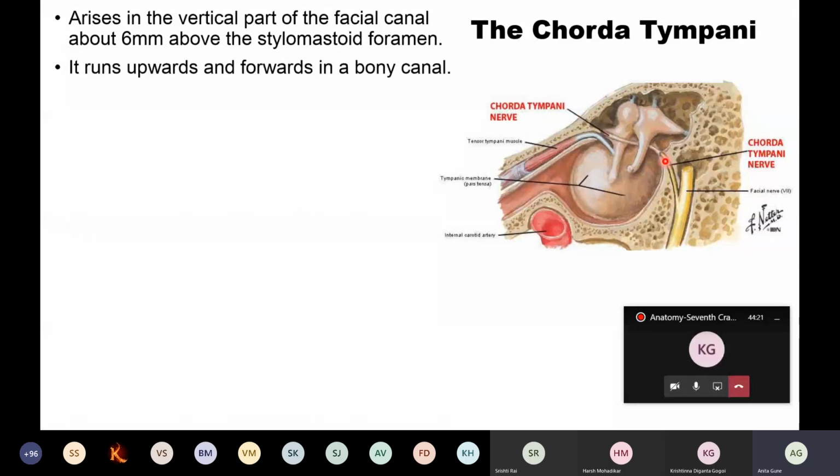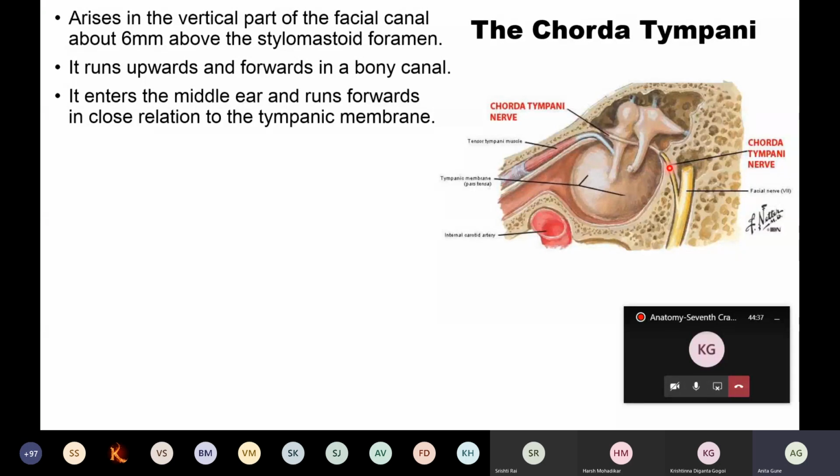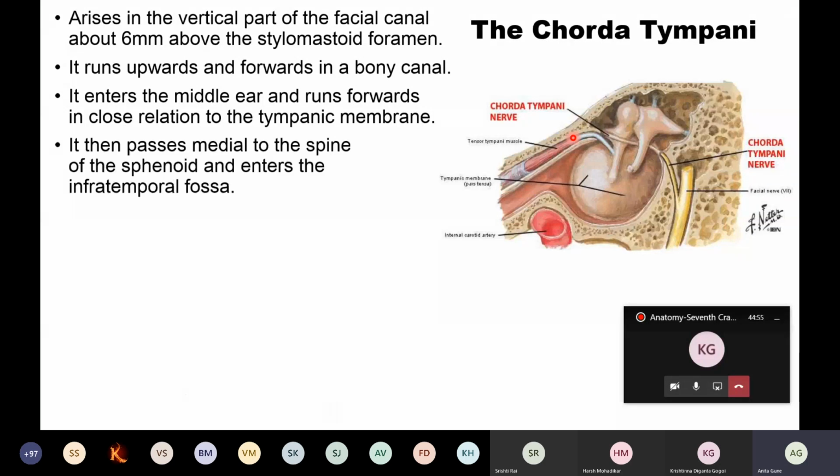Then it will run upwards and forwards in the bony canal until it reaches the lateral wall of the middle ear cavity. That is your tympanic membrane. So just related to the inner surface of the tympanic membrane, it will cross from posterior end to the anterior end of the middle ear cavity. So it is crossing in relation with the eardrum or the tympanic membrane to come to the anterior part, where it pierces through the pterygotympanic fissure, and from the pterygotympanic fissure it will go into the infratemporal fossa.